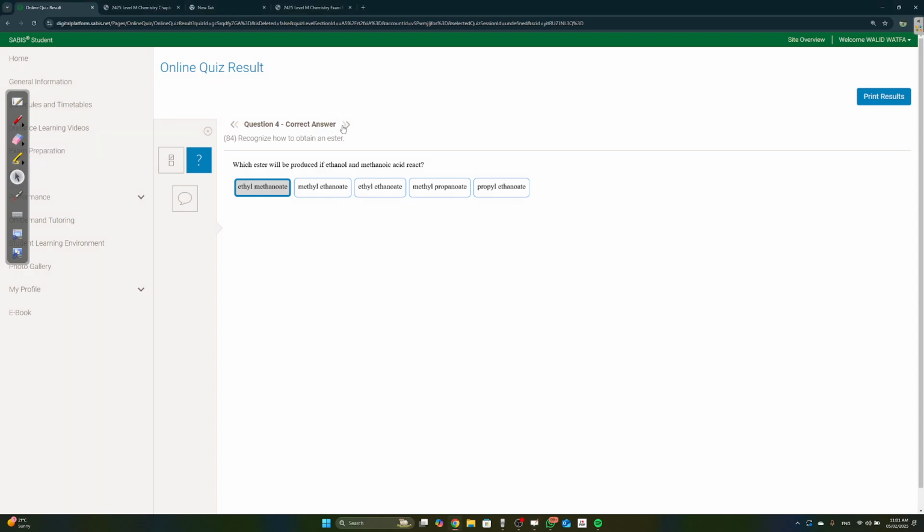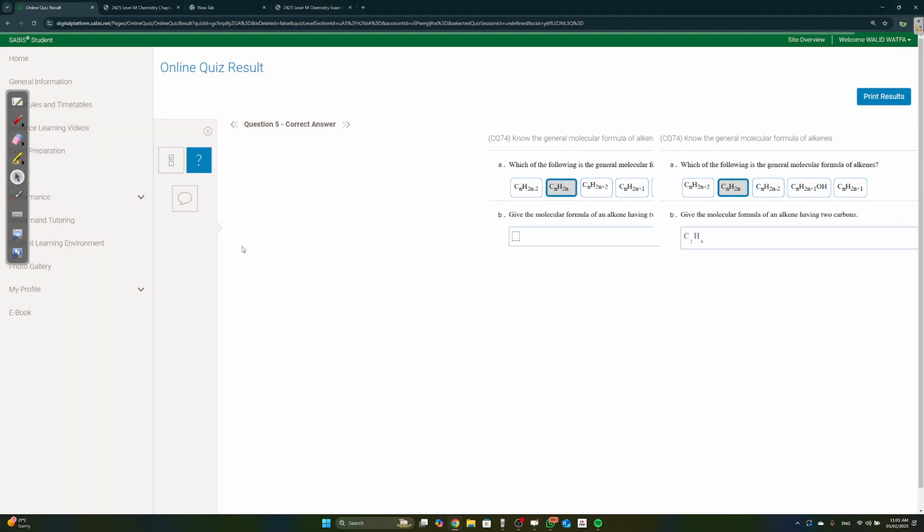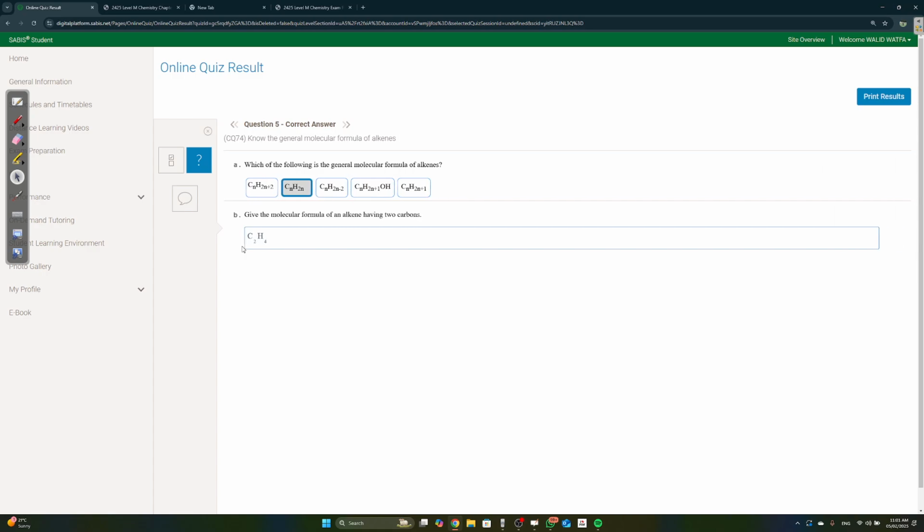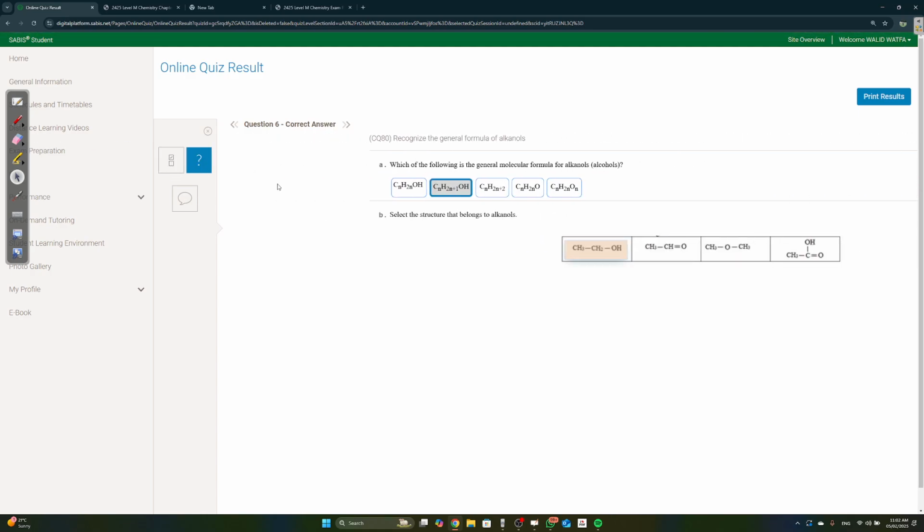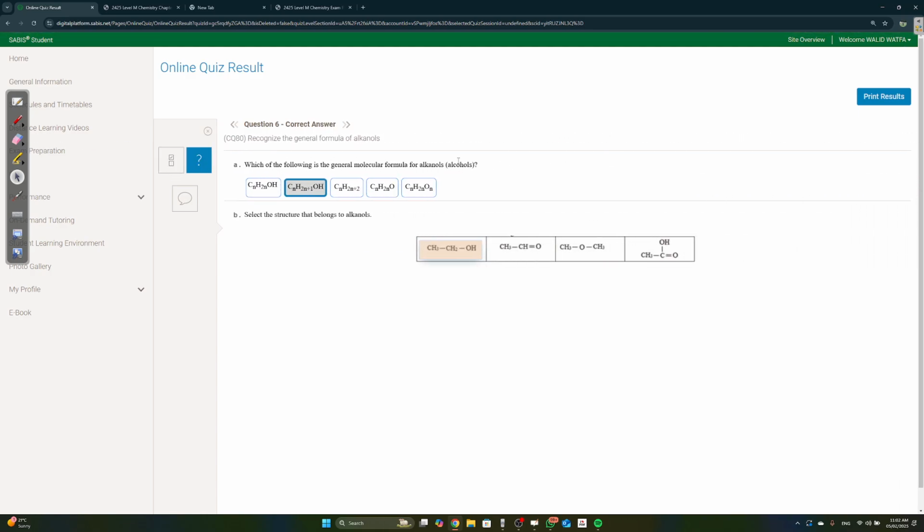Question 5. Which of the following is the general formula of alkenes? Alkenes, you guys know, is CnH2n. Very easy. And what's the alkene having 2 carbons? Just substitute n with 2. You're gonna get C2. And then H is 2 times 2, so 4. C2H4.